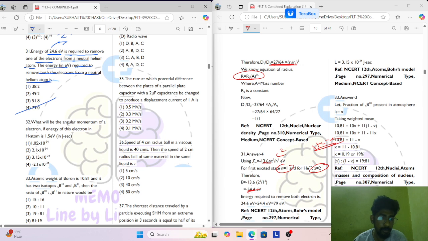What will be the angular momentum of the electron if the energy of the electron in the atom is 1.5 eV?